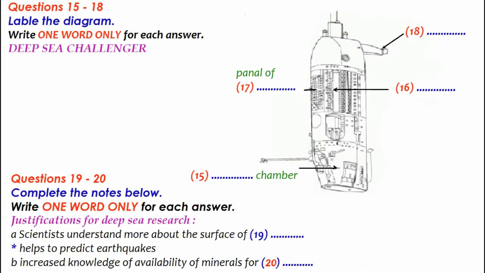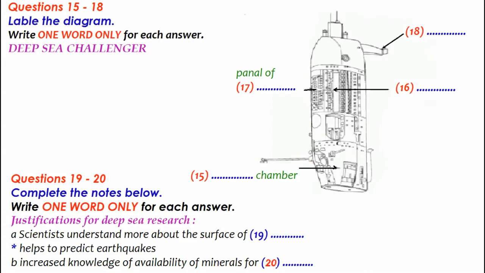I think one of the justifications for spending so much money on this kind of research is that it allows scientists to understand more about the surface of the Earth. For example, how it was formed and how it behaves. This could have important consequences for predicting earthquakes and saving lives through early warning systems.